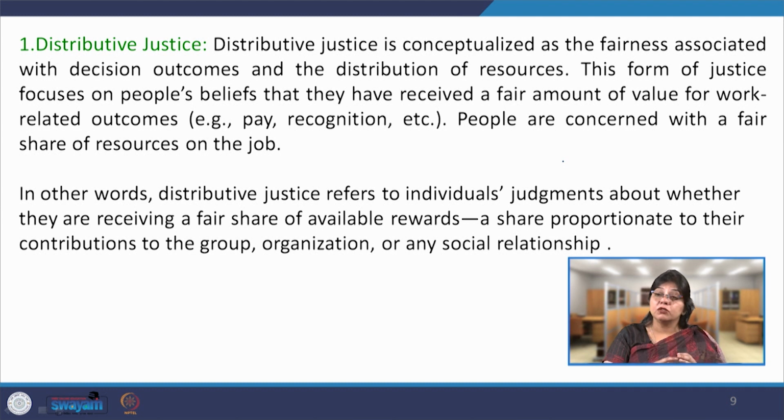That means, even in a social relationship, when reciprocation is not there, how much effort you put in maintaining the relationship and we do not get that kind of reciprocation, then definitely that social relationship also breaches or it tends to terminate. This is the concept of distributive justice.